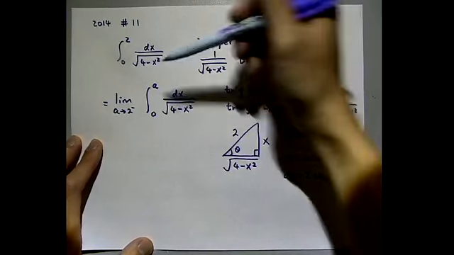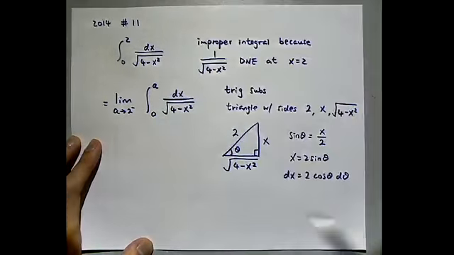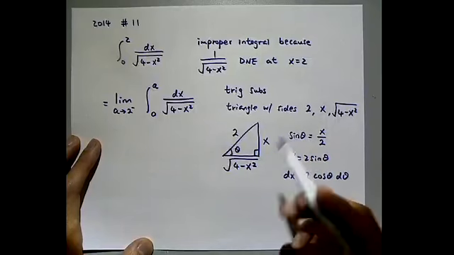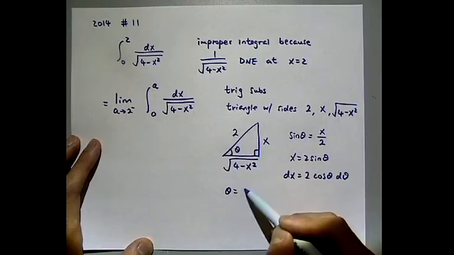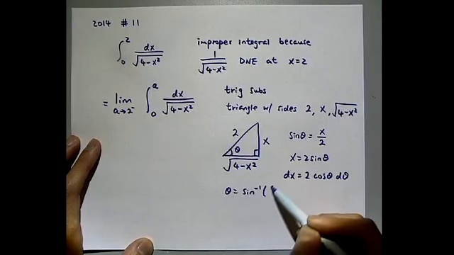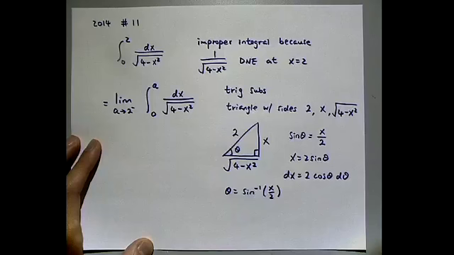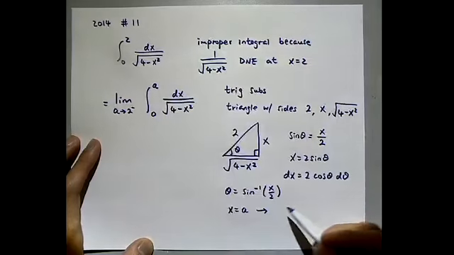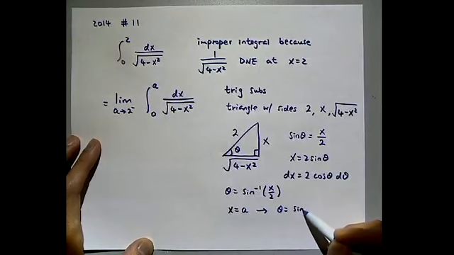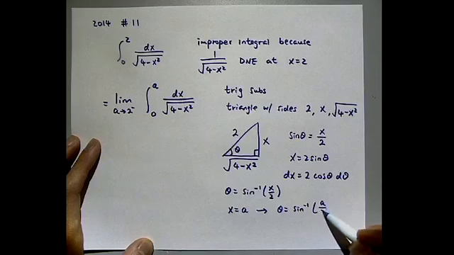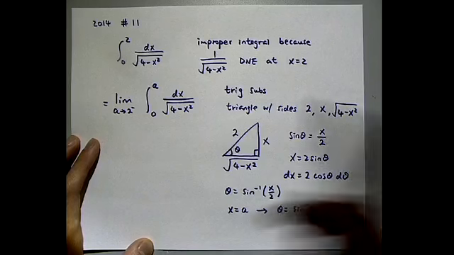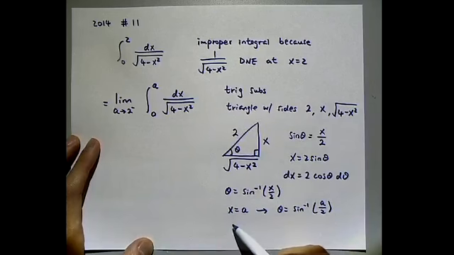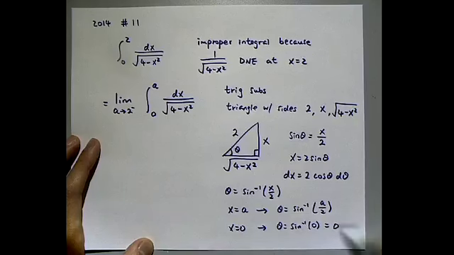And then we also need to take care of the limits, right? Here, theta is the inverse sine of x over 2. So when x is equal to a, theta is the inverse sine of a over 2. And we'll deal with that when we integrate. And then when x is 0, theta is inverse sine of 0. That we know is 0.